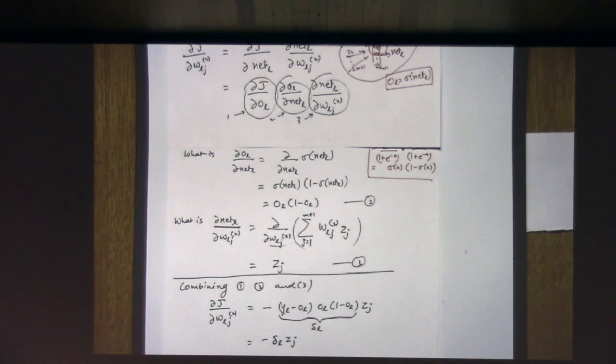Yes, go ahead. Why does J have only one index?